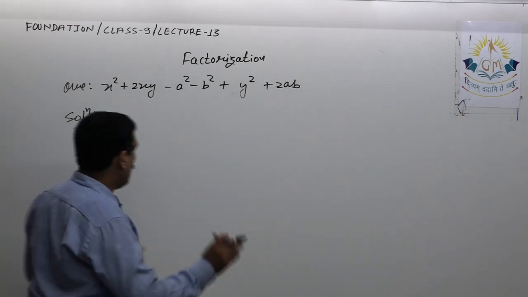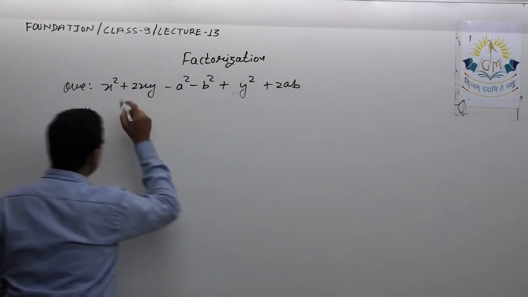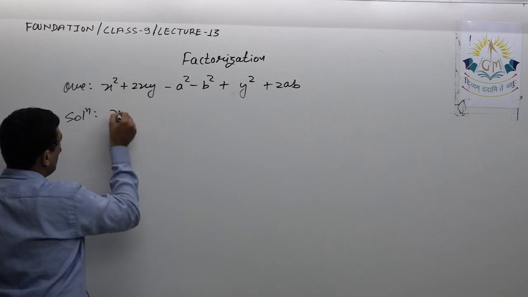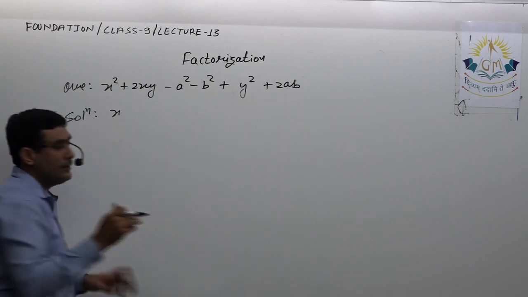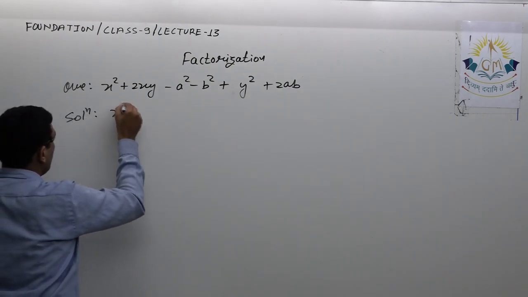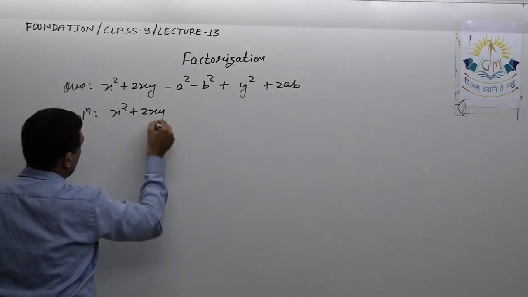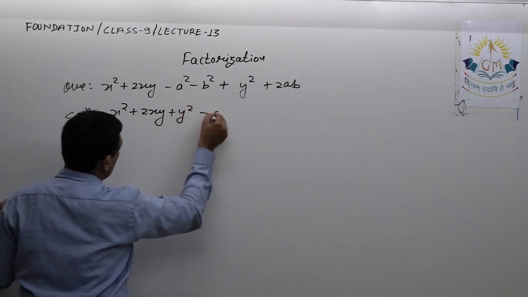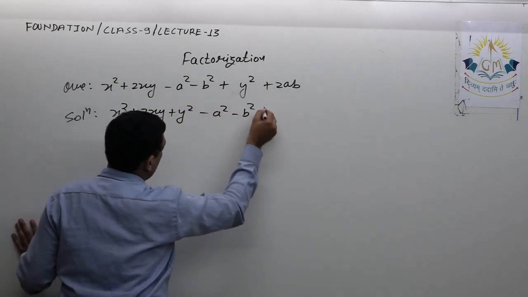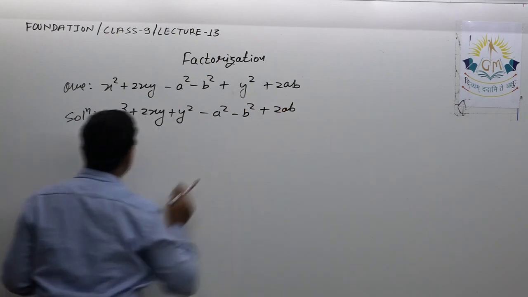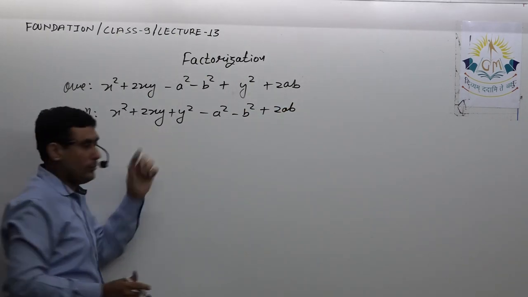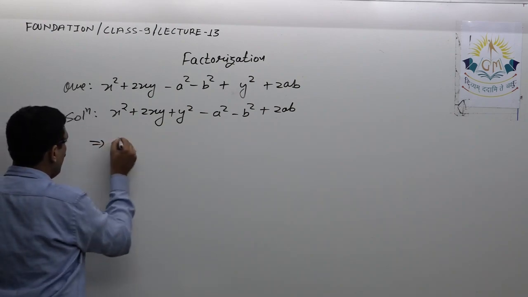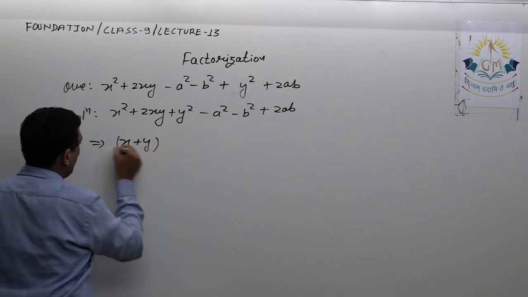So first of all I will write the terms containing x and y all together and the terms containing a and b all together. So this gives you x square plus 2xy plus y square minus a square minus b square plus 2ab. Now this is clearly x plus y whole square. So here I can write x plus y whole square.